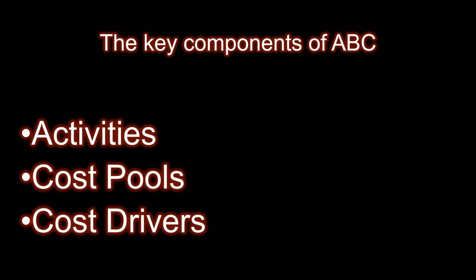ABC groups costs into cost pools based on the activities that incur them. Cost pools represent the total cost associated with a particular activity. The cost drivers are factors that determine the consumption of resources for a specific activity. These drivers vary depending on the nature of the activity.